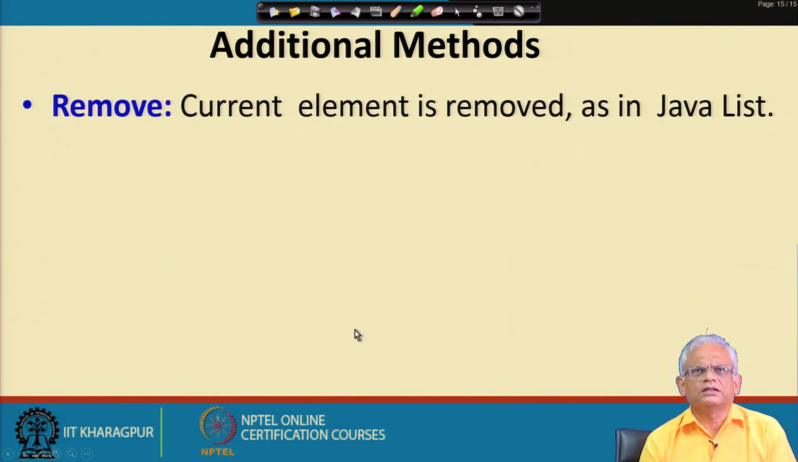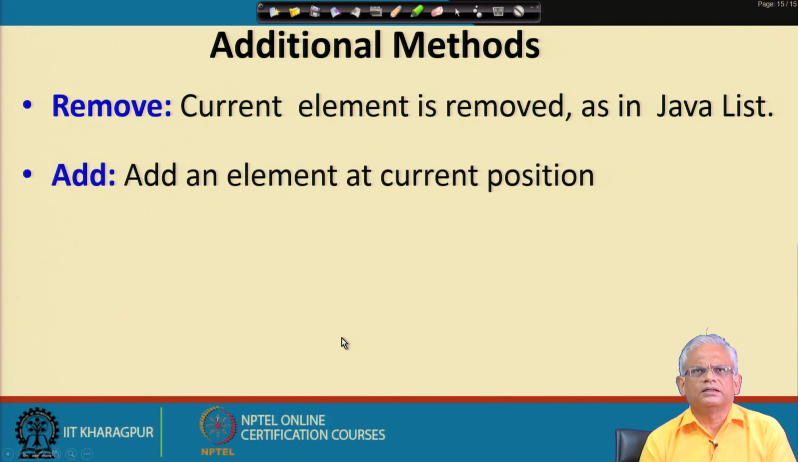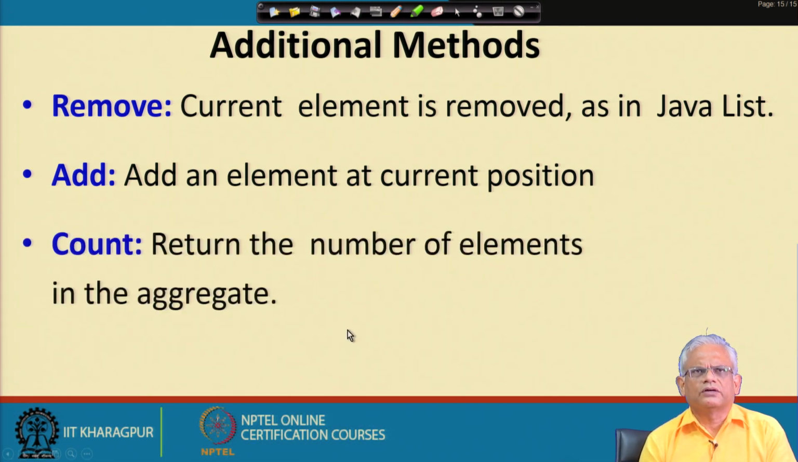We can have some additional methods for the iterator. Popular methods are remove: the current element may be removed as in the Java list, but it may not be necessary for all types of aggregates. Add an element at the current position, count, return the number of elements in the aggregate, and first, which is basically reset.